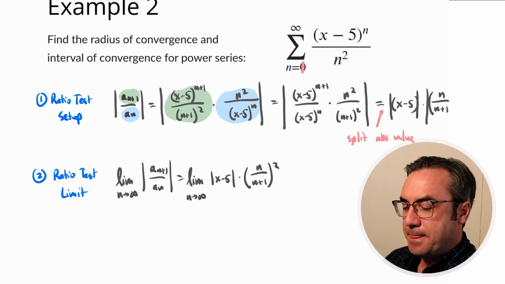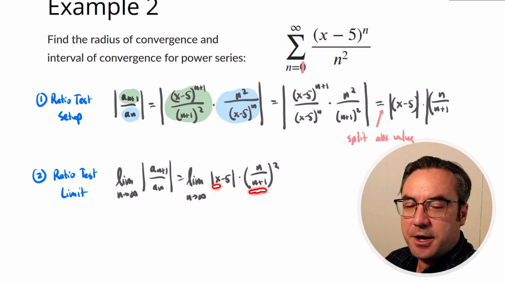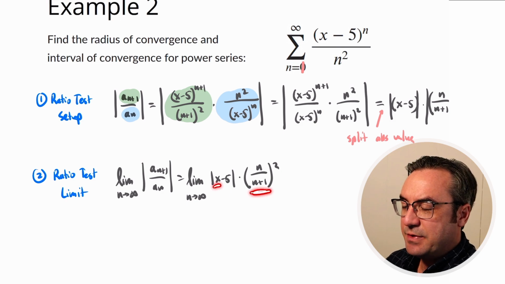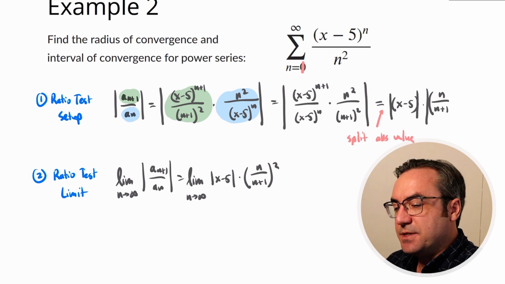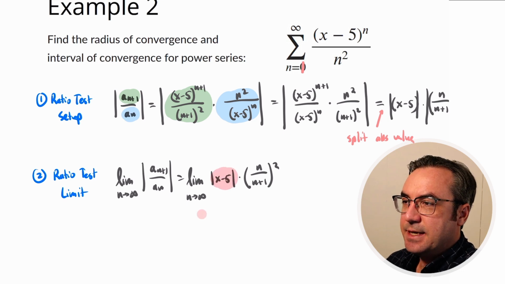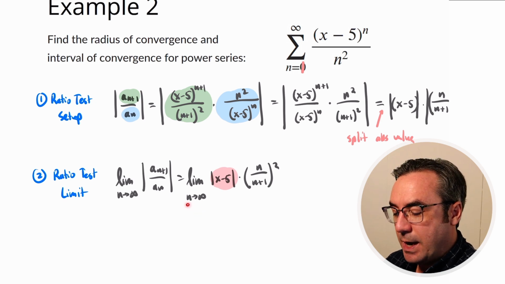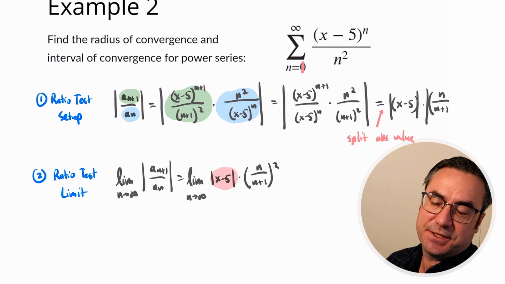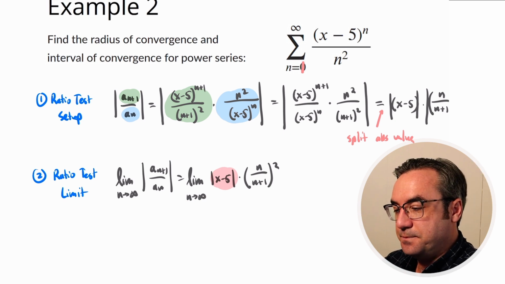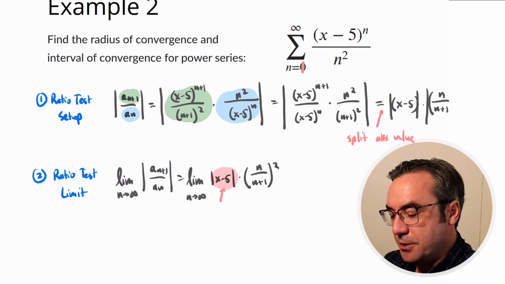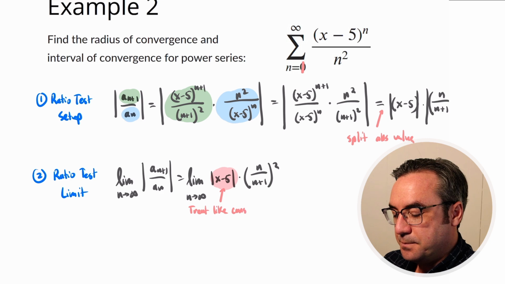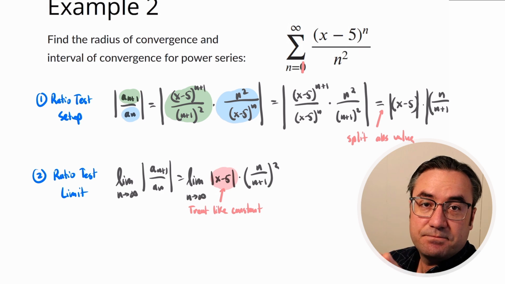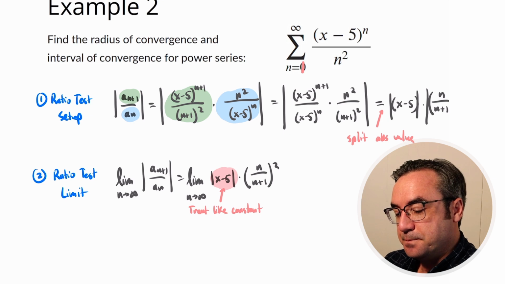Now, as we do this, it's important to note we have two variables showing up here. We've got n and we've got x. As we're doing this limit, x is going to be treated as a constant. And why? Well, because we're doing the limit as n goes to infinity, so we're watching what happens as n changes. So this x term, we're going to treat like a constant. As n changes, this term, whatever it is, is going to stay the same.